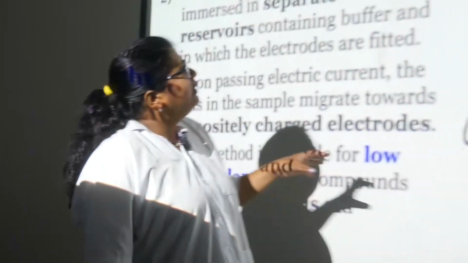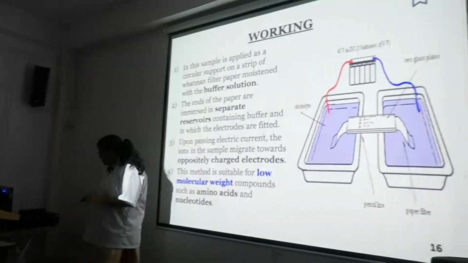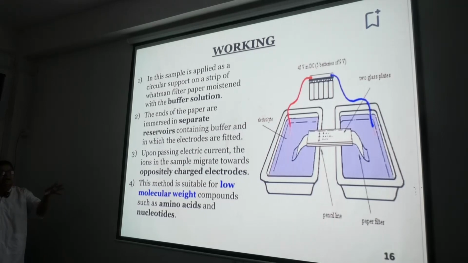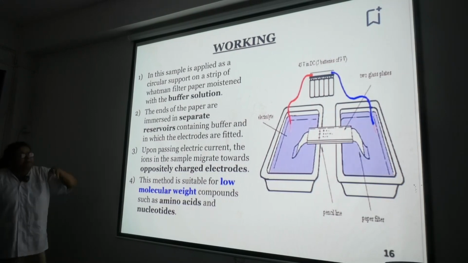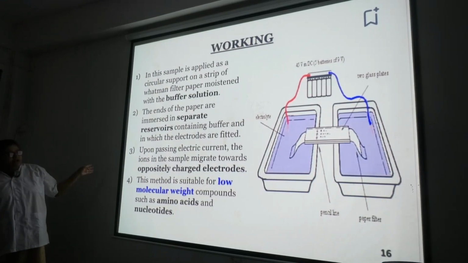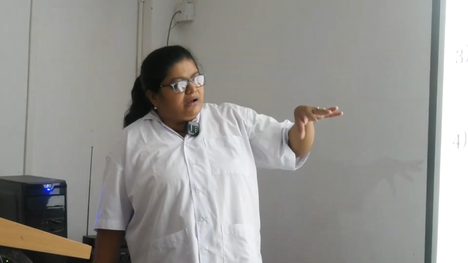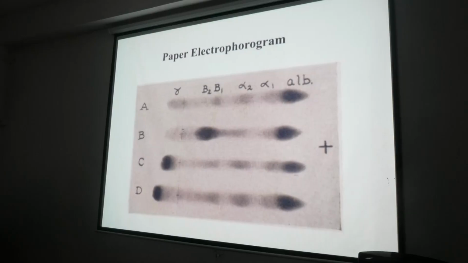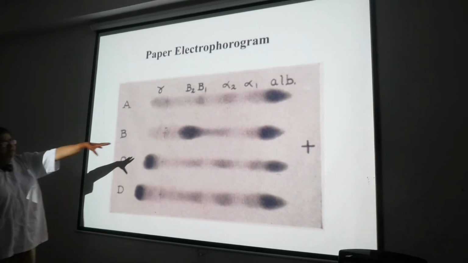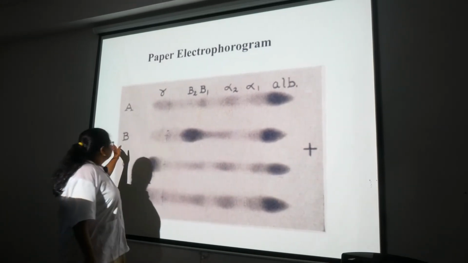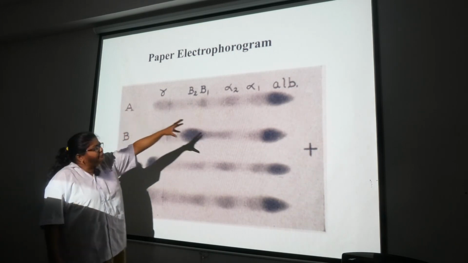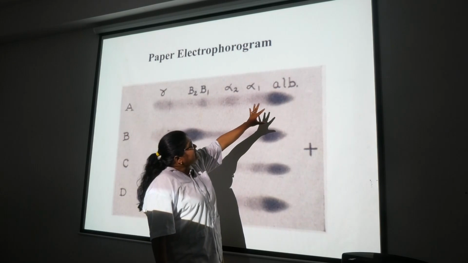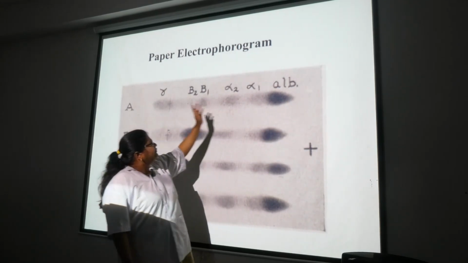We all know that the cathode is negatively charged and the anode positively charged. So ions will move towards the oppositely charged electrodes, meaning the positively charged cations will go towards the cathode and the anions will move towards the anode. This is the paper electrophoretogram, this is the anode side and this is the cathode side. Here is the sample application origin side, and albumin carries the most negative charge, so it goes towards the anode.